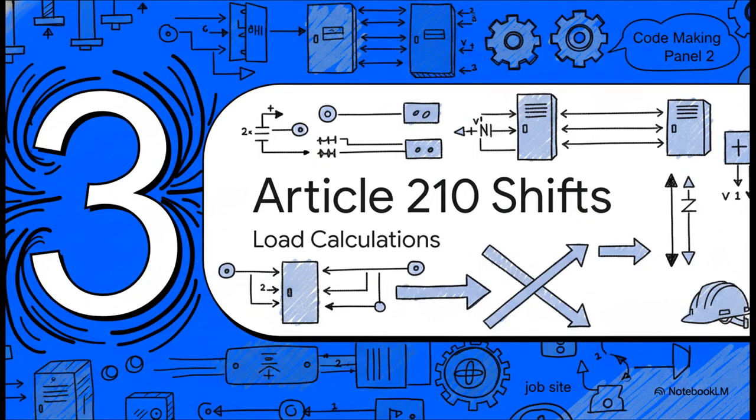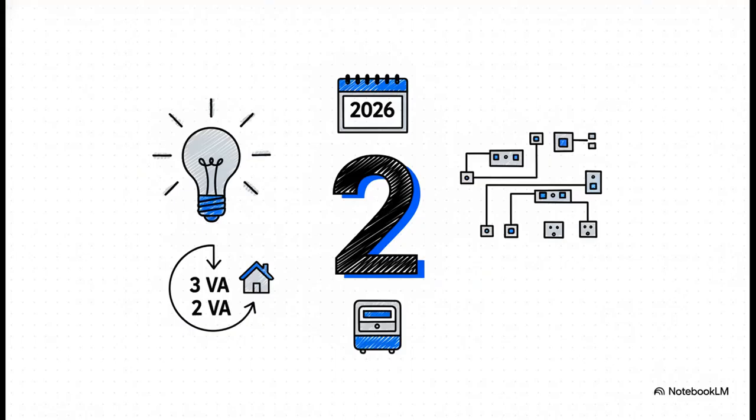All right, Part 3, Article 210, load calculation shifts. Zooming in from that macro view, let's talk about Article 210, which is governed by Code Making Panel 2 and tackles branch circuits. Here is the big number you need to know. Thanks to modern, energy-efficient LED lighting, the standard dwelling unit load calculation has been slashed. We used to calculate general lighting and receptacles at 3 volt amperes, or VA, per square foot, right? Well, in 2026, that number drops down to just 2 VA per square foot for your overall service calculation.